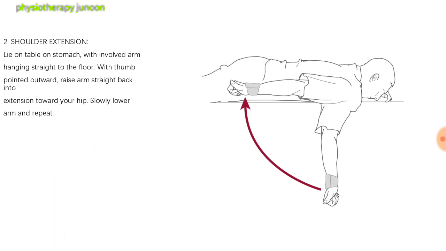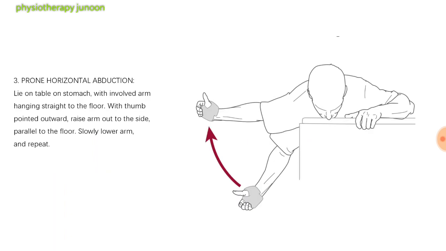Shoulder extension: lie on a table on your stomach with the involved arm hanging straight to the floor with the thumb pointed outward, raise the arm straight back into extension toward your hip, slowly lower the arm and repeat. Third, prone horizontal abduction: lie on the table on your stomach with the involved arm hanging straight to the floor with the thumb pointed outward, raise the arm out to the side parallel to the floor, slowly lower the arm and repeat.